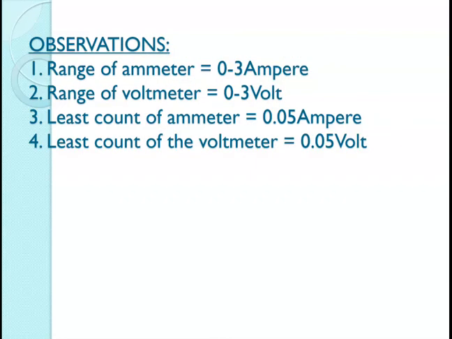Now the range of the ammeter is 0 to 3 ampere, the range of the voltmeter is 0 to 3 volt, the least count of the ammeter is 0.05 ampere and the least count of the voltmeter is 0.05 volt.